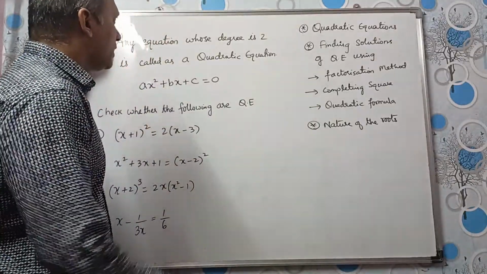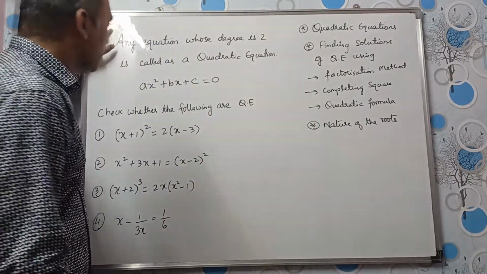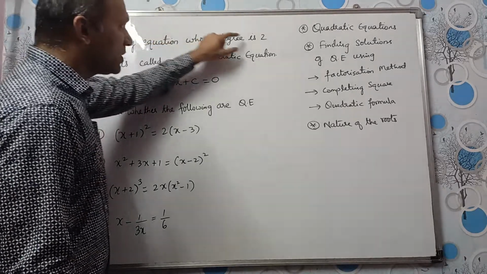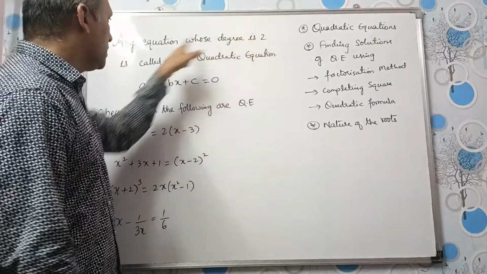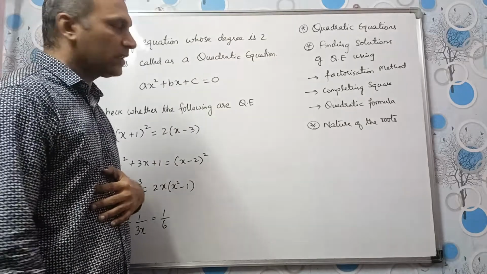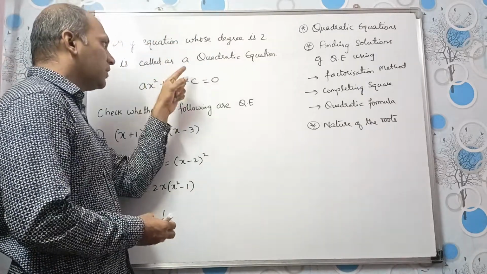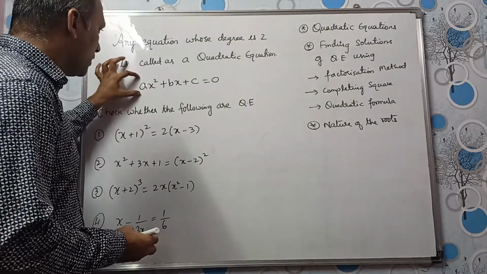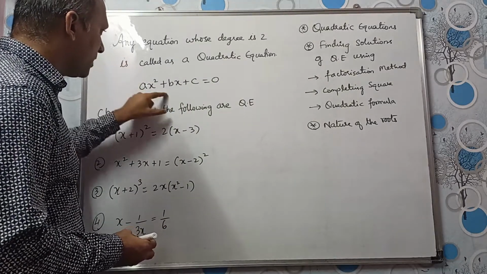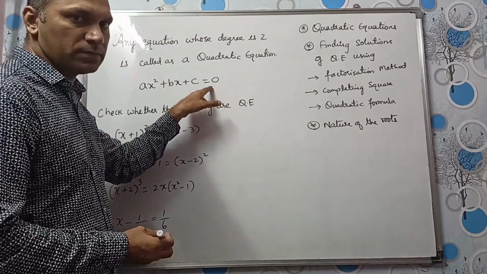Now, what is a quadratic equation? An equation whose degree is 2 is called a quadratic equation, and the standard form of a quadratic equation is this: ax square plus bx plus c equal to 0.